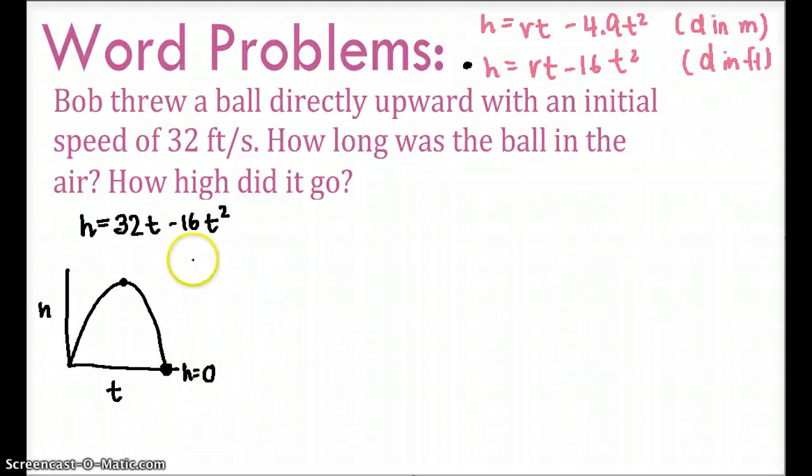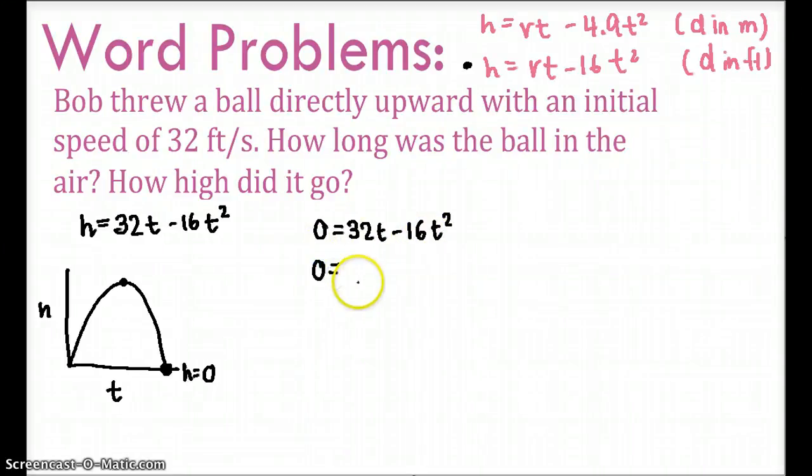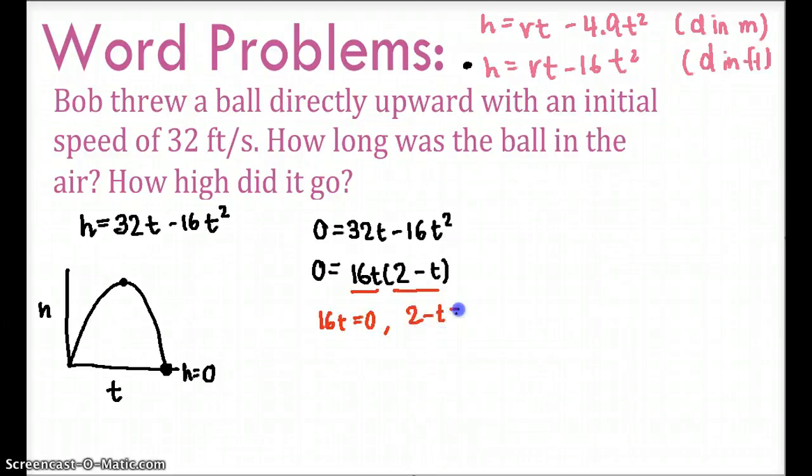So we substitute h equals 0 into this equation. We get 0 equals 32t minus 16t squared. Here 0 is already on one side, so we're just going to factor this part by factoring out the greatest common factor. That would be 16t, so 16t times (2 minus t). Either 16t equals 0 or 2 minus t equals 0. Solving, we get t equals 0 and t equals 2.